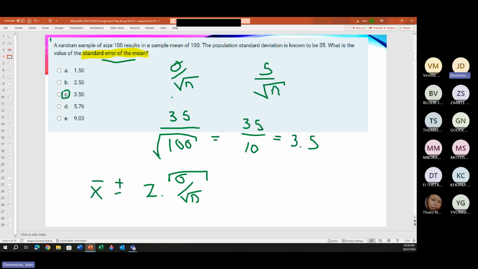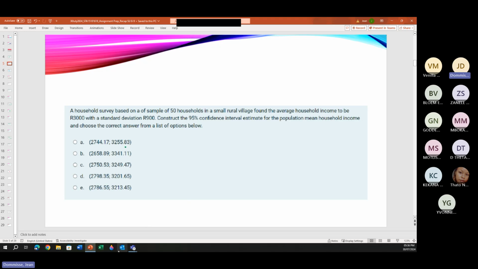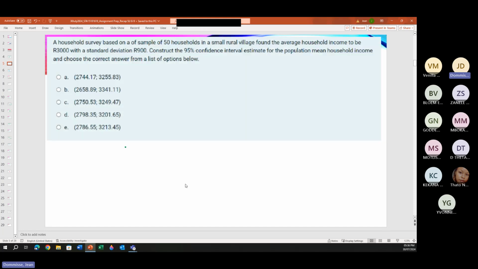Okay, so that was question 1 of the mock assignment. Question 2 now goes into much more detail. So question 2, and let's just make this bigger. Question 2 now goes into asking us to work out what the confidence intervals are from a question. So let's look at this question.